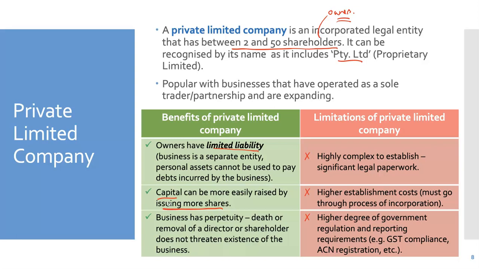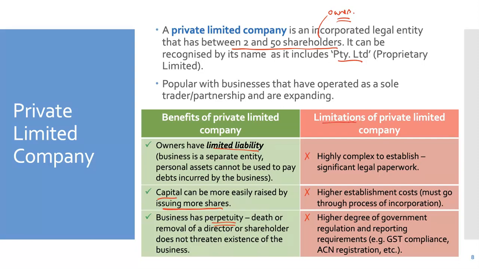Now, because it is a separate legal entity, the businesses that are companies have something called perpetuity. That means they will last forever because they're a separate legal entity. So a death or a removal of a shareholder, an owner, does not threaten the existence of this business. So why is not every business a company? Because these are great advantages.